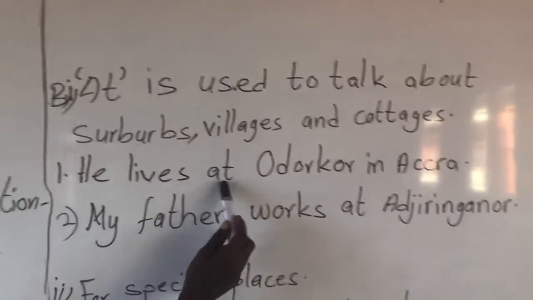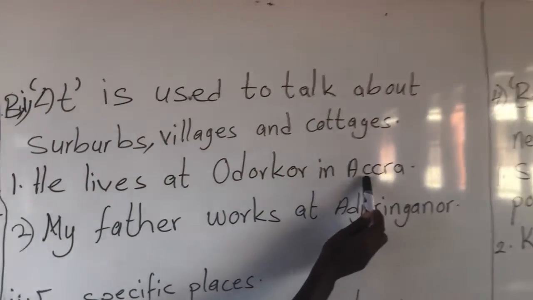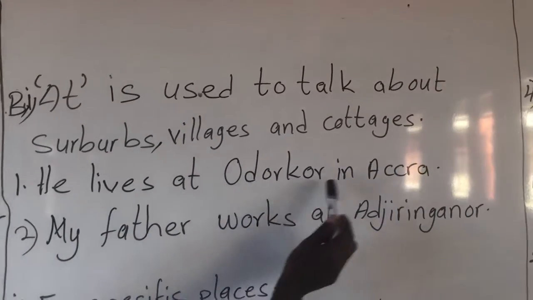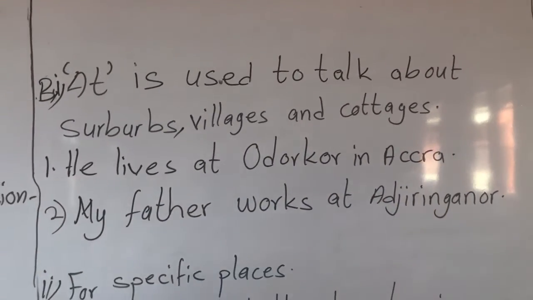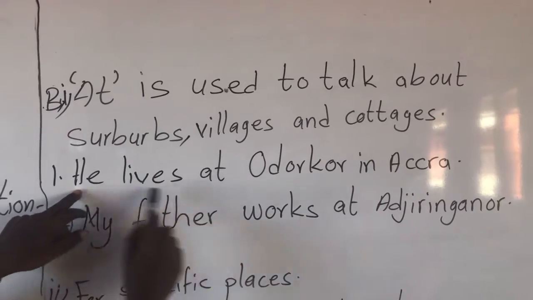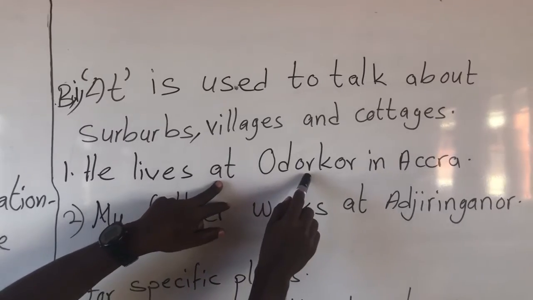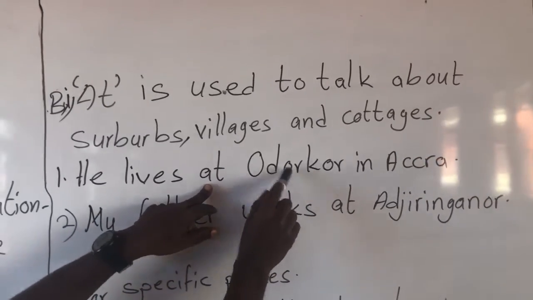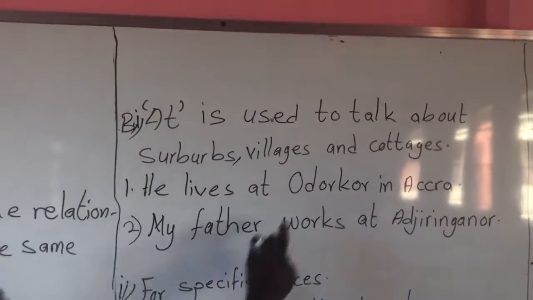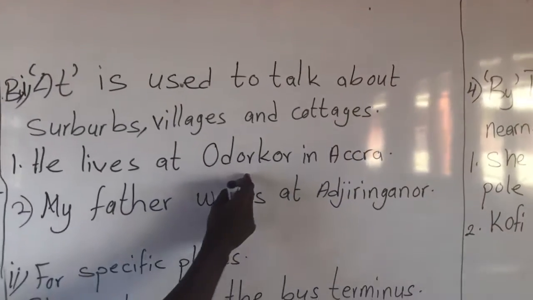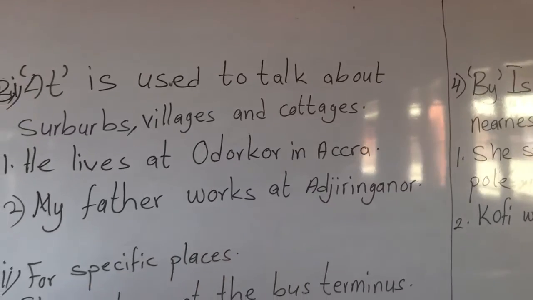Now let's look at the examples. He lives at Odoko in Accra. The relationship between he and Odoko is what? At, because he lives at Odoko. Odoko here is a suburb of what? Accra. So he lives at Odoko in Accra.